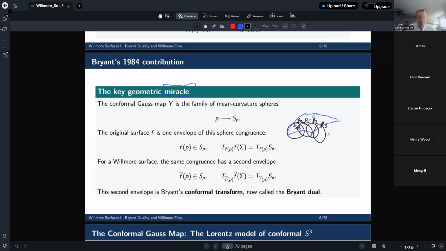And the key geometric miracle, I think, is that there's a second one. That's very strange. So if you look at this picture, you might think, oh, there's obviously a second one because there's this other curve down here. There's another sort of surface down here that is also tangential to all the spheres and also has the mean curvature of all the spheres. But it's really not that obvious at all. If you think about it, it's one of those facts where if you keep thinking about it, you're less and less sure that it exists at all.